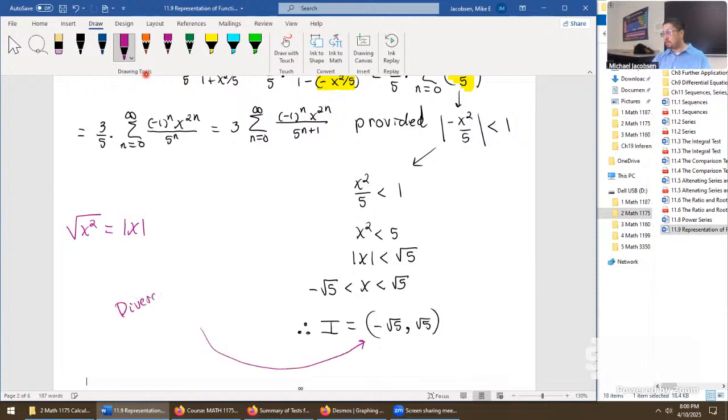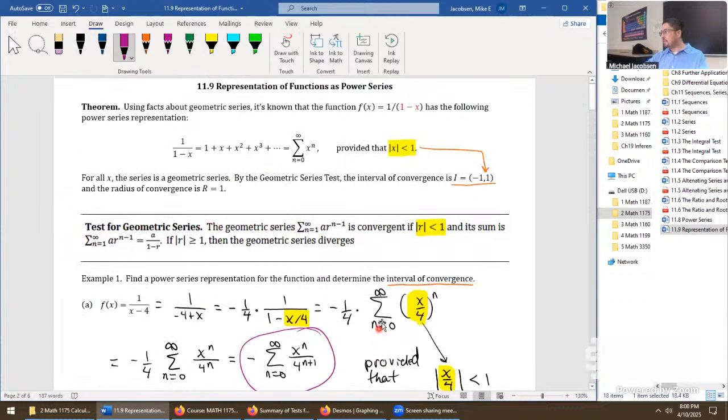Diverges at the boundary. The boundary is the negative root 5, the positive root 5. Since it's known to diverge, no further testing is needed. This is in really stark contrast to the ratio test, where you really do have to test the boundaries because the ratio test fails on the boundaries. But this geometric test here never fails on the boundaries.